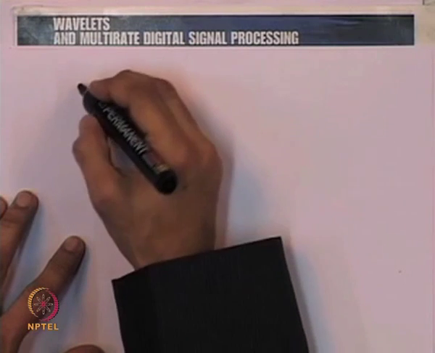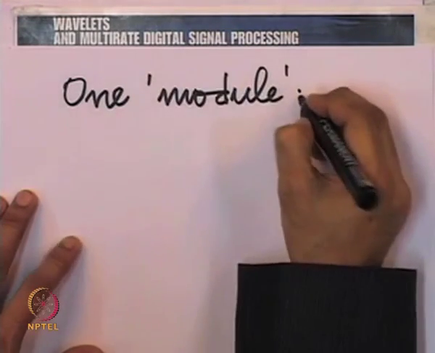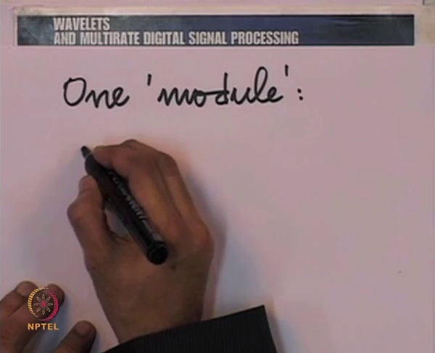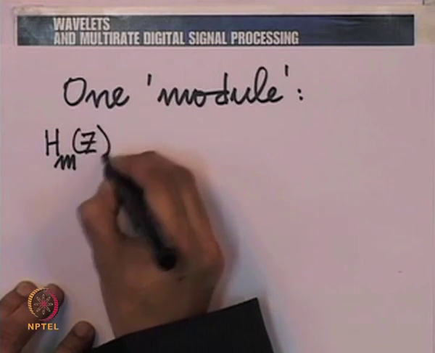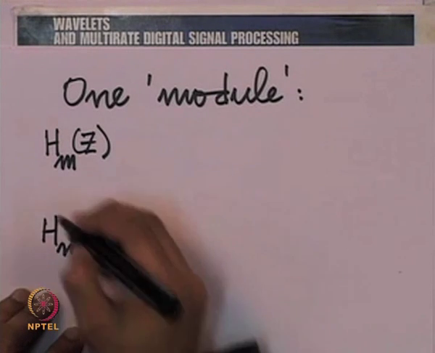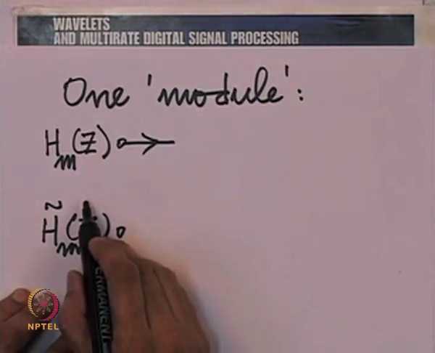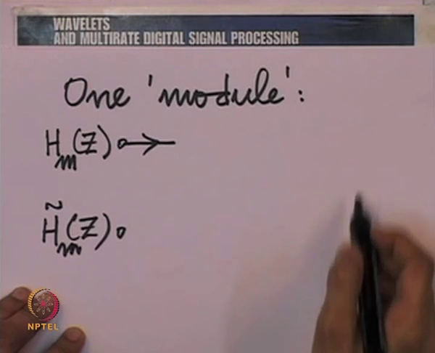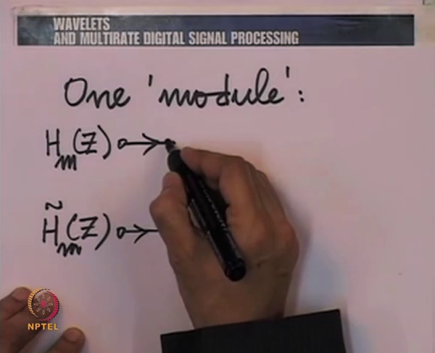Now, what we said was something like this. You have one modular stage like this here. You had the system functions H_m(z) come up to here, H_m tilde(z) come up to there, and assuming that we had taken the downsampler well beyond, so the downsampler is at the end after all the modules, what appears next here is a z to the power minus 2.